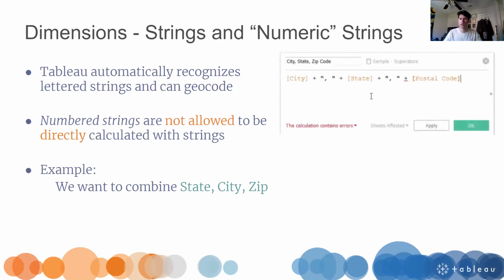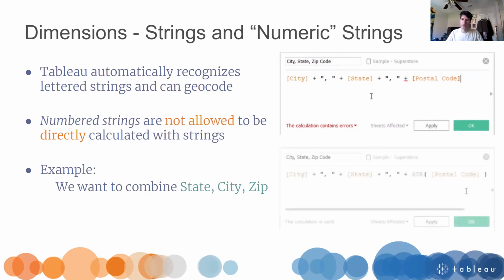So in this example, we're going to be looking at just that, city, state, and zip code. So we have our city, plus, comma, space, plus, state, plus, comma, space, plus, and then we have our postal code. But for some reason, we are getting an error in our postal code. And so the reason why we're running into that is because we have to make sure that Tableau recognizes that postal code. And so in this next image, we can see that postal code has a string operator attached to it. So type in str and then parentheses on each side around postal code, and it will recognize it as a string.